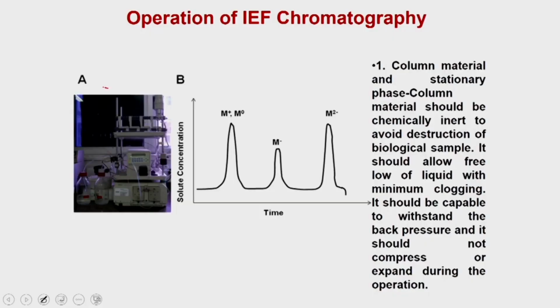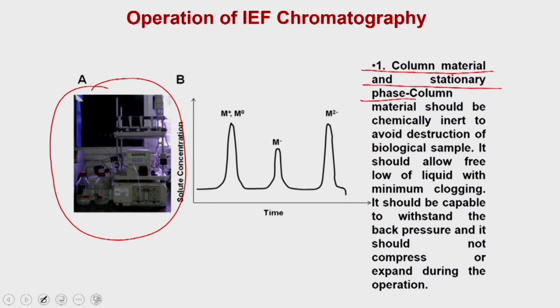So, this is the chromatography system, and this is the pattern you will get when you perform anion exchange chromatography. In the first step, you add the column material, as well as the stationary phase. So, first you prepare your column. The column material should be chemically inert to avoid destruction of biological samples.